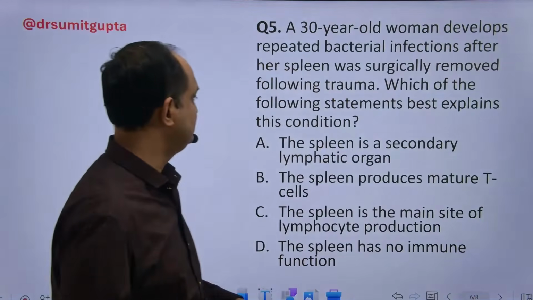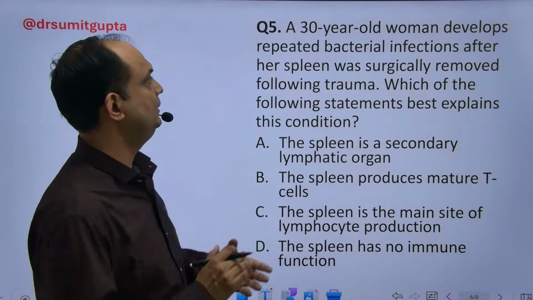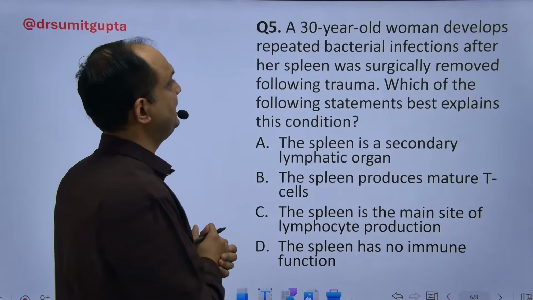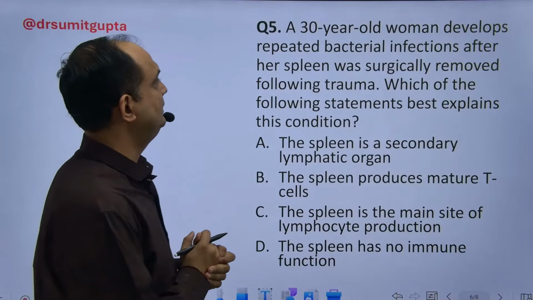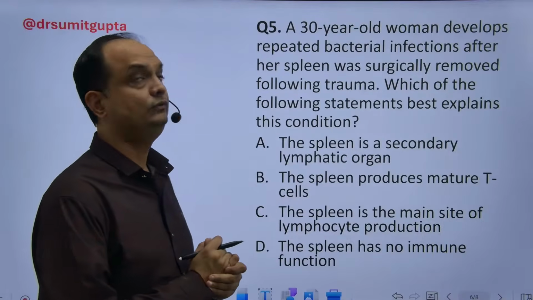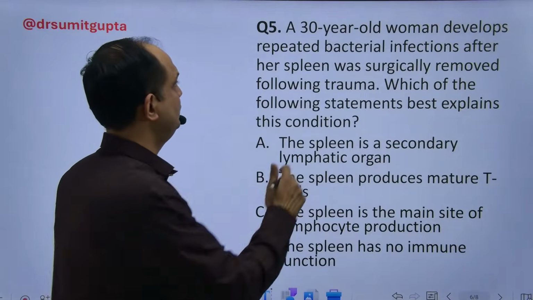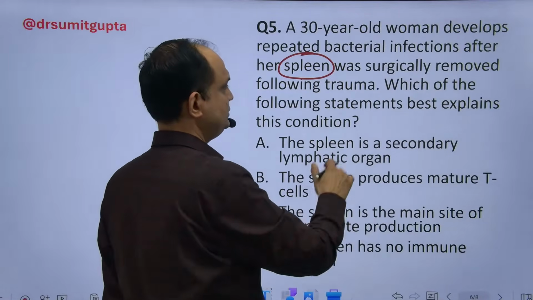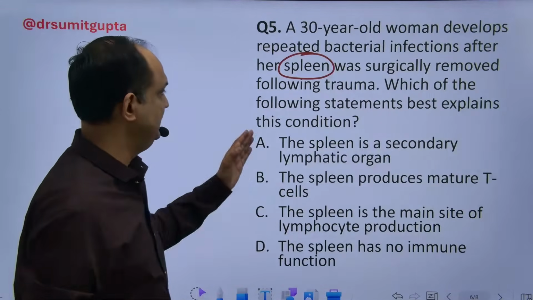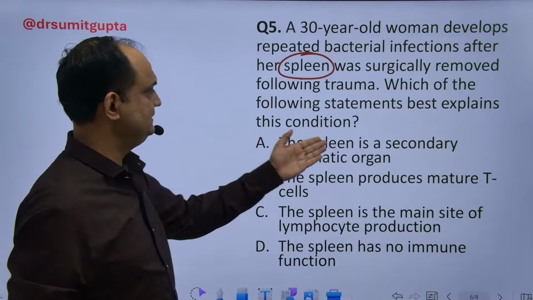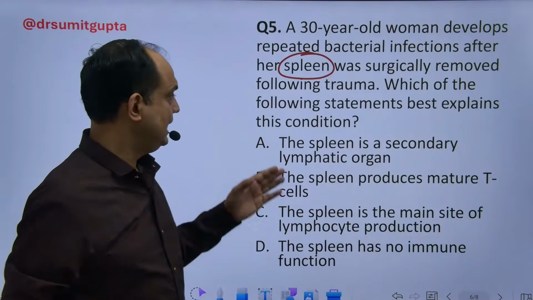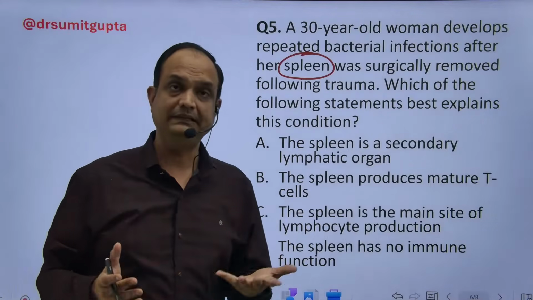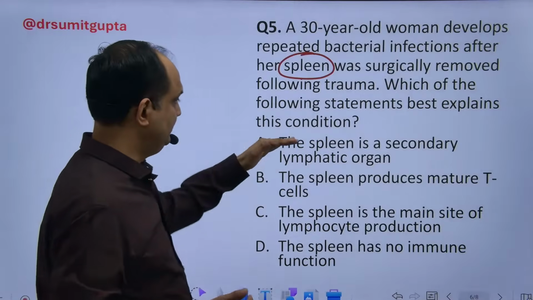Now we'll move to the next question: a 30-year-old woman develops repeated bacterial infection after her spleen was surgically removed during trauma. So which organ has been removed here? Spleen. Now which of the following statements best explains this condition? The spleen is a secondary lymphatic organ. I just told you that spleen is a secondary organ, so it could be the answer.